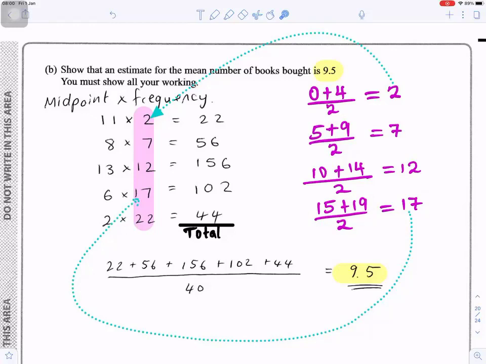So we multiply the midpoint times the frequency. So 11 times 2, the 2 comes from there. It gives you 22. 8 times 7, the 7 comes from there. It gives you 56. 13 times 12 is 156. 6 times 17 is 102. And then 2 times 22 is 44. You work out the total, you add all of them, and you divide by 40 because it's 40 altogether, and you get 9.5.